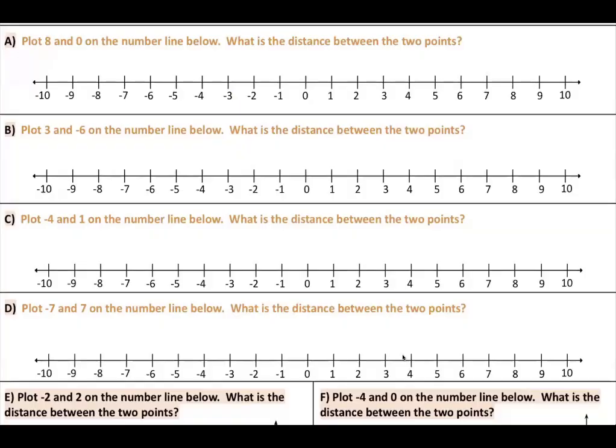Let's take a look at page 3, example A. It says plot 8 and 0 on the number line below. What is the distance between the 2 points? So you should have, whenever we're plotting points, just a dot on the number line. So we'll put a dot at 8 and 0.